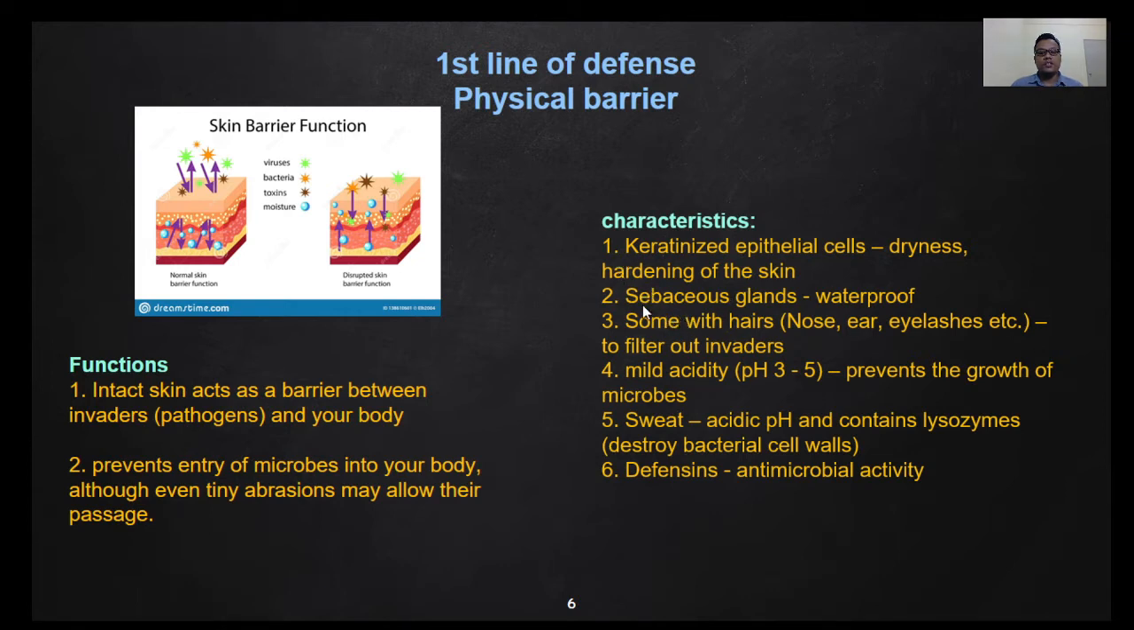Second, skin has sebaceous glands, which provide waterproofing on the skin. Some parts of skin are covered with tiny hairs, for example the nose, ear, and eyelashes. This acts as a natural filter to filter out the invaders. Skin is mildly acidic. This prevents the growth of most microbes, and the secretion of sweat, which is acidic and contains lysozymes, will destroy the bacterial cell walls. And skin also has defensins, which have antimicrobial activity.